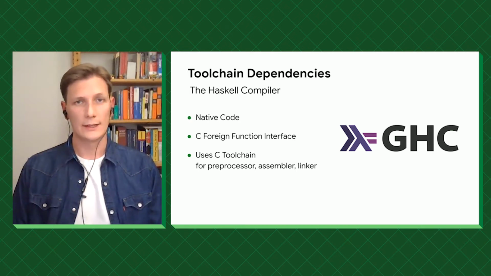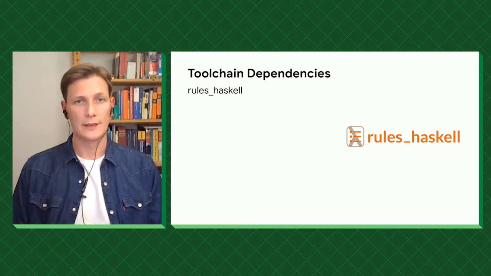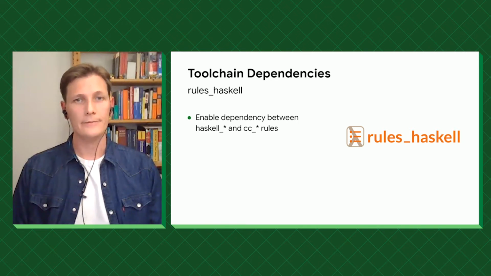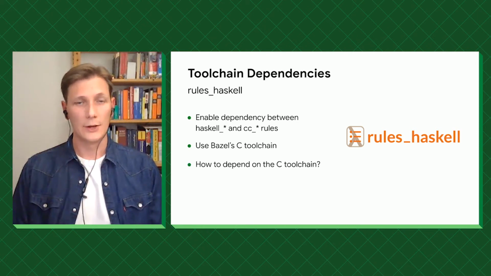To support Haskell linking C and vice versa, we have designed Rules Haskell such that Haskell rules and Bazel's built-in C rules can depend on each other. To be sure that the Haskell and C targets are compatible, we use Bazel's C toolchain and instruct GHC to use the tools provided by it. The question is, how should we express this dependency in Bazel?